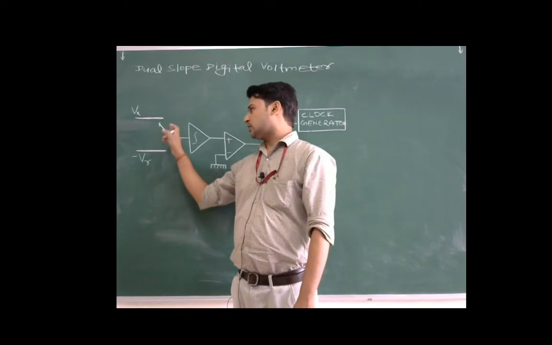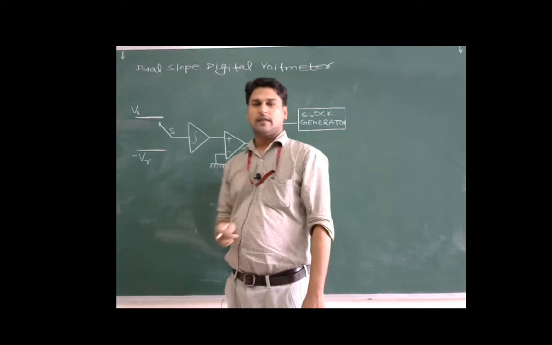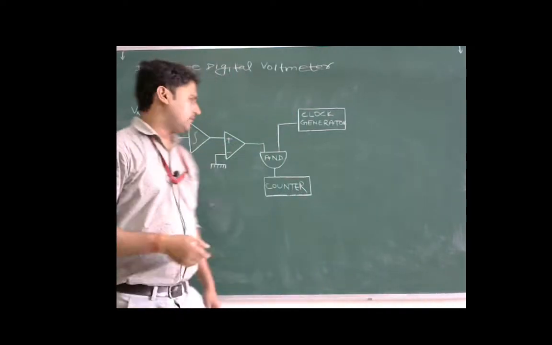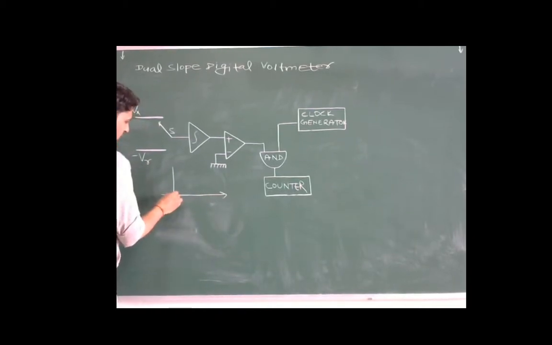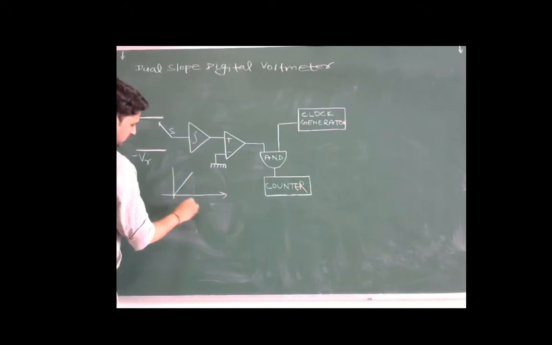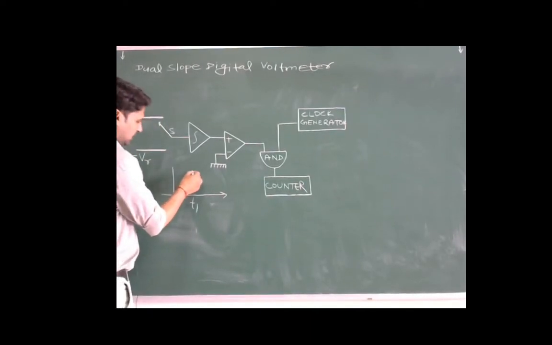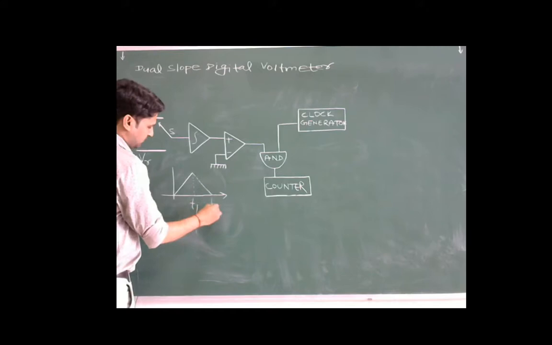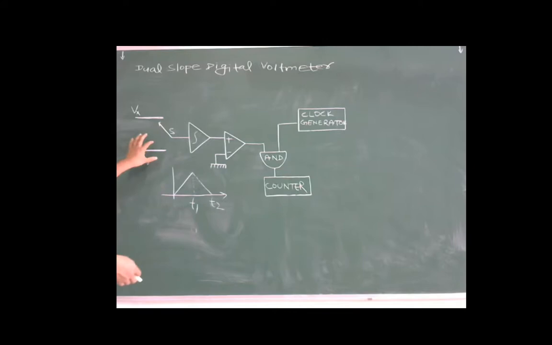To control this switch, there would be some mechanism. Also in the previous lecture we have seen that we have to count these two times. Until the time t1, this switch is connected to plus Vx, and after then there was another time t2. From t1 to t2, this switch will be connected to minus Vr.